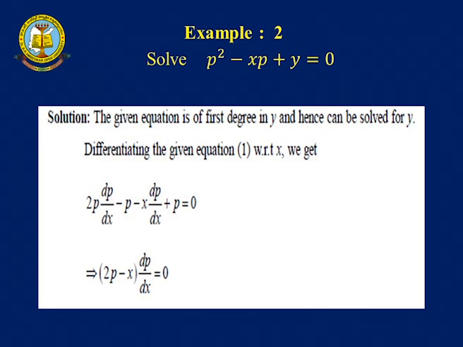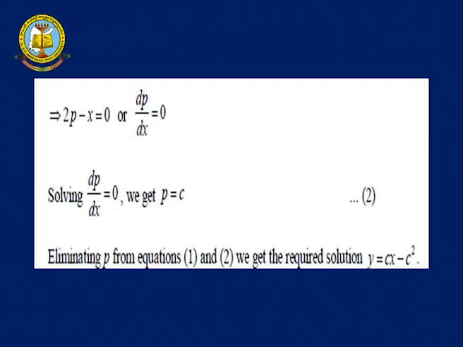Now in both cases, the p terms get cancelled: here there is minus p and here there is plus p, so both cancel. The common term in total is dp by dx. So 2p minus x dp by dx equal to 0. From there we get 2p minus x equal to 0 or dp by dx equal to 0. The case 2p minus x equal to 0 gives the singular solution, and then we take dp by dx equal to 0.